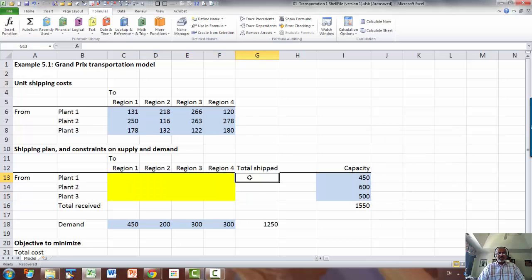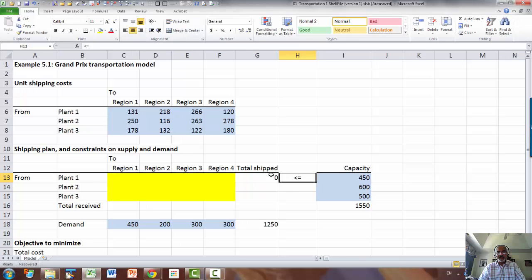Now the constraints are, if you sum this way, that would give us the total number of units shipped from plant 1 to each of the 4 regions. So that is the total amount shipped out of plant 1, and that has to be less than or equal to the capacity. Let's put that at the center. So that's one set of constraints for us. So total shipped in each of these 3 plants should stay within the capacity.